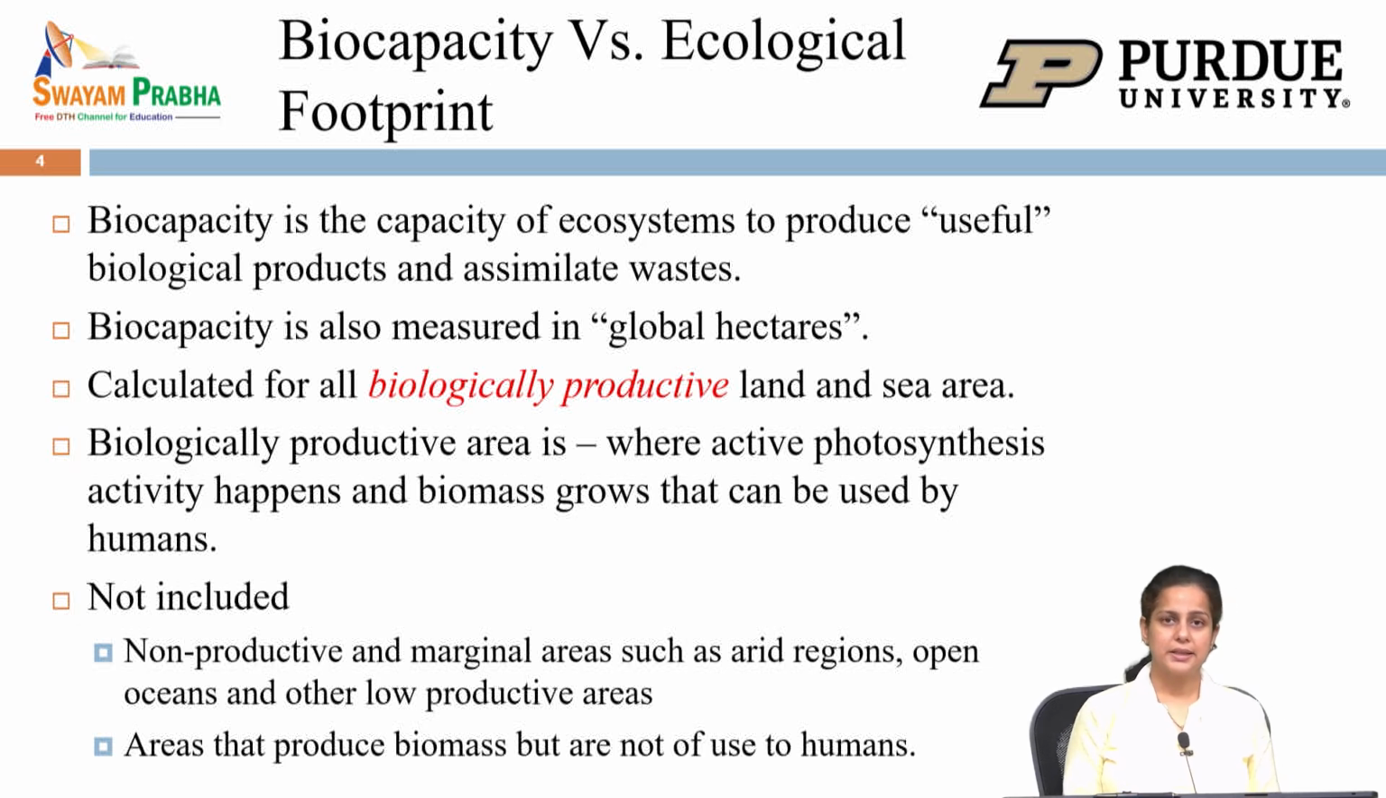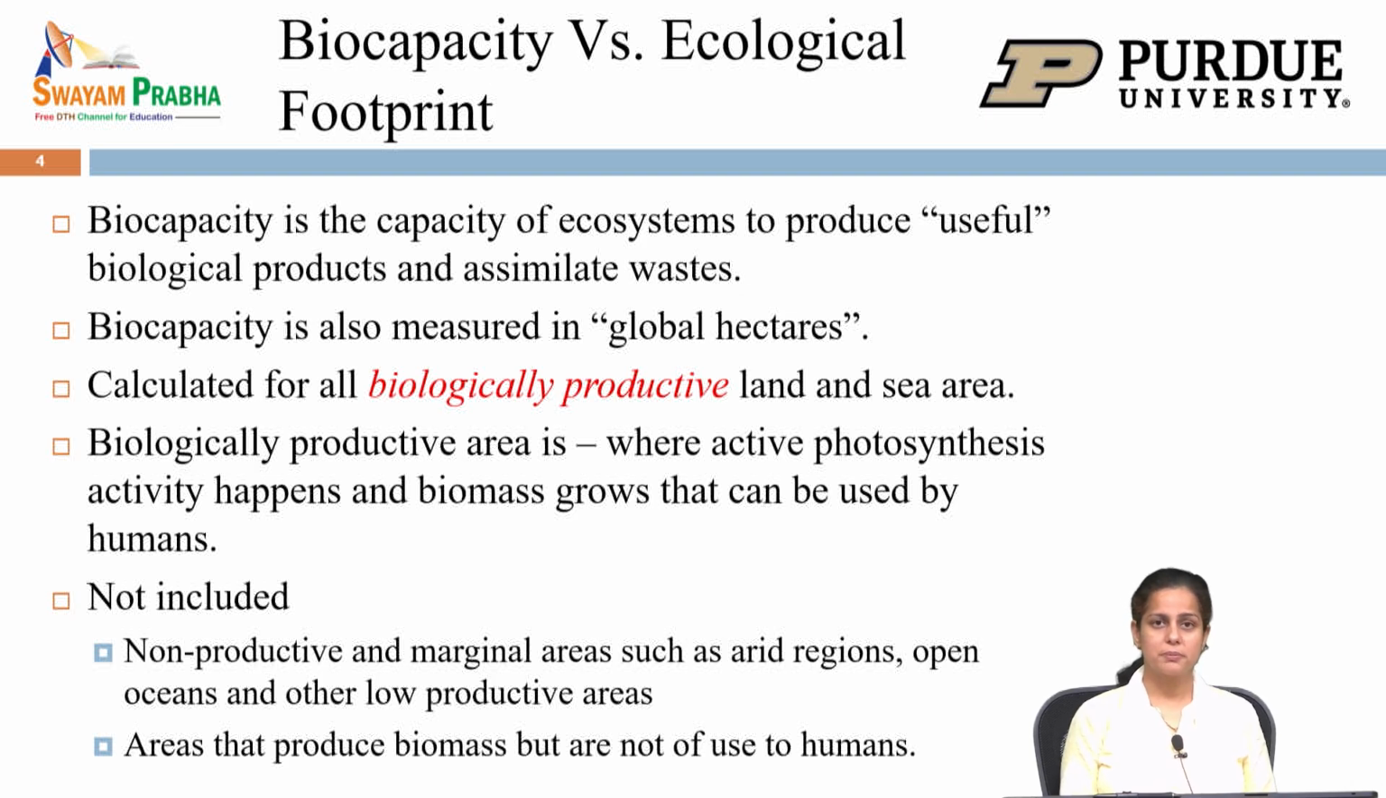So, the idea is that whatever we are consuming in land is the ecological footprint, but biocapacity is actually the limitation. So, we are concerned about the resources where we have limitation of use. Here, biocapacity is the capacity of ecosystems to produce useful biological products and also assimilate waste. Anytime we are exceeding this biocapacity, we are going to say that our ecological footprint is unsustainable.